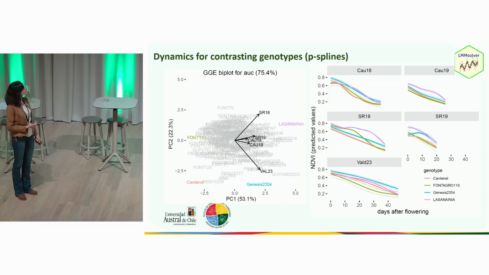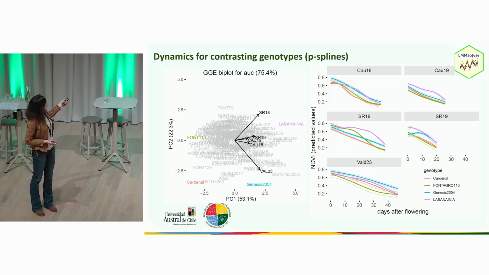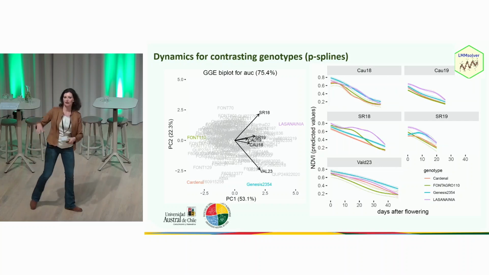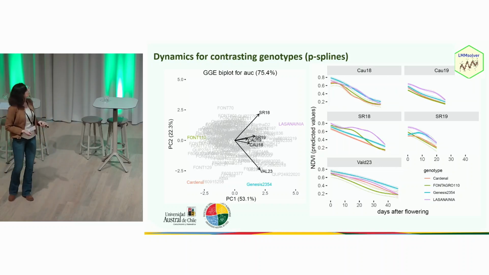So basically, we took these time points, and we had the 196 genotypes. Here I'm only showing 4 that are contrasting for the dynamics. For example, here we see that in Cauquenes, that is in the central region, we have this Lasanainea that is higher yielding or higher NDVI, but you have a rank change. So if you see this curve, you see immediately G by E over time, because the position of the curves depends on the location as well.